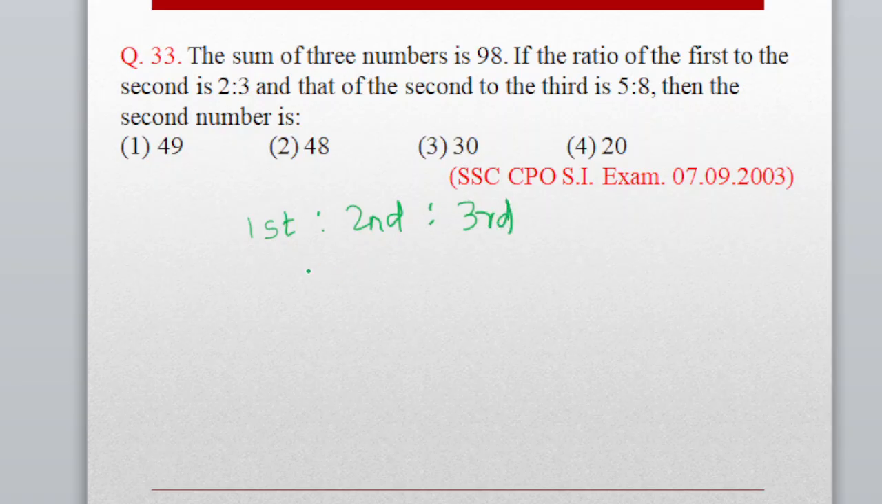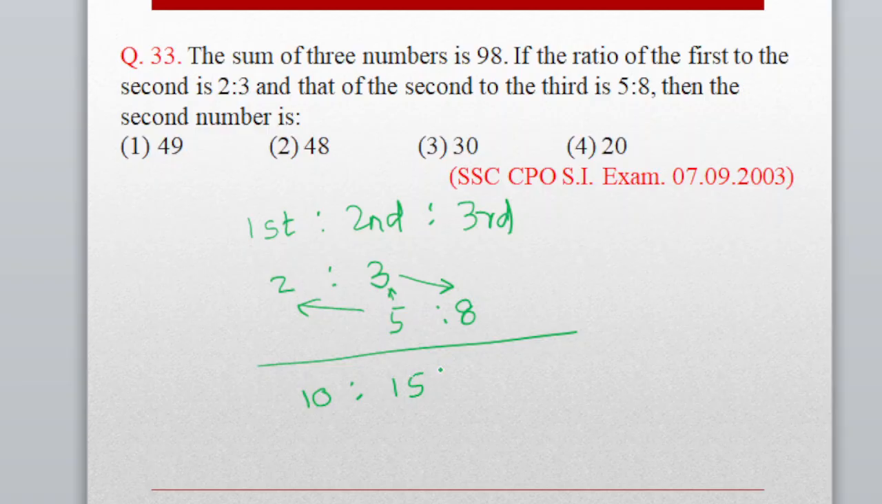Here the ratio between first and second is 2:3 and the ratio between second and third is 5:8. So their combined ratio is here 5 2s are 10 is to 5 3s are 15 is to 3 8s are 24. Now this is their compound ratio. Here we have to find out the second number.